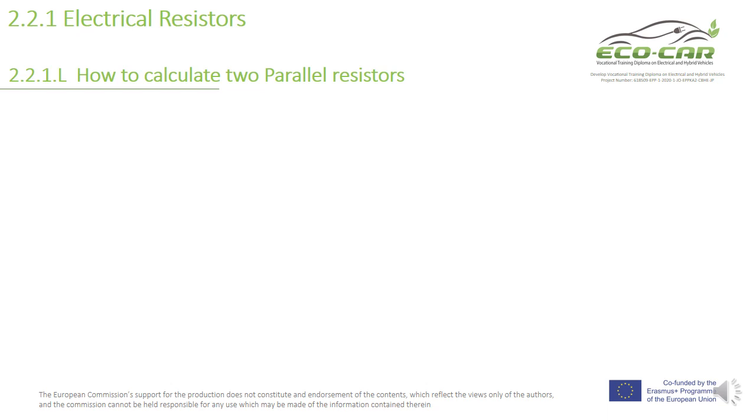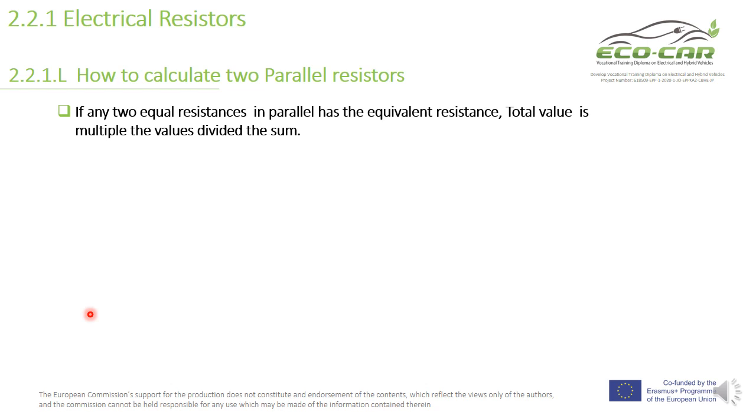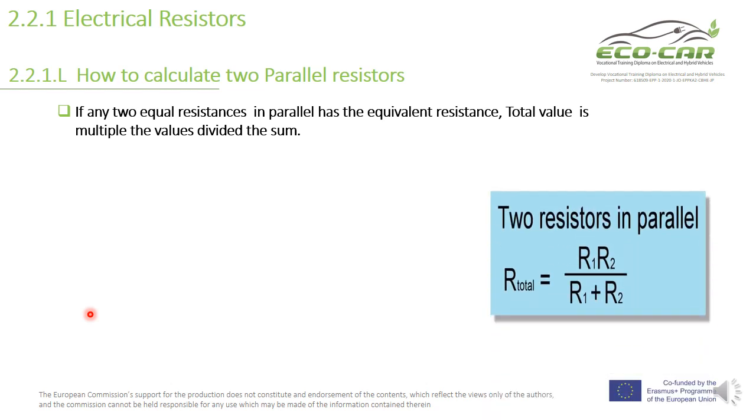Now, how to calculate two parallel resistors? For any two resistors in parallel, the equivalent resistance is the product of the values divided by the sum. This is the formula. So if we have two resistors, R1 and R2, in the circuit, the R total, or the equivalent of the two resistors in parallel, is the product of the two values divided by the sum.